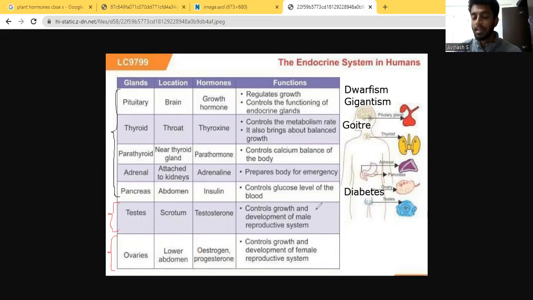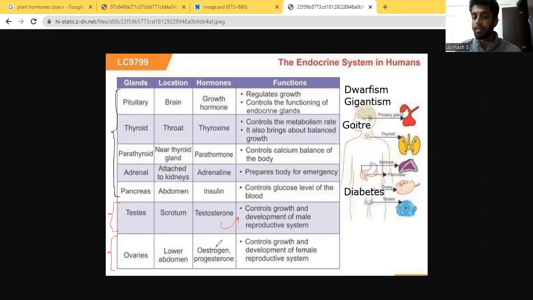The main function is growth and development of the male reproductive system and of the female reproductive system. What do we mean by that? There is an age after which males and females start to develop sexual characteristics, like a mustache, a beard, or cracking of voice. These are the hormones that are responsible. In males, this hormone is responsible for the growth of beard and mustache. Sometimes the skin becomes oily, and the voice becomes a little more masculine and hoarse. These are the functions of testosterone.